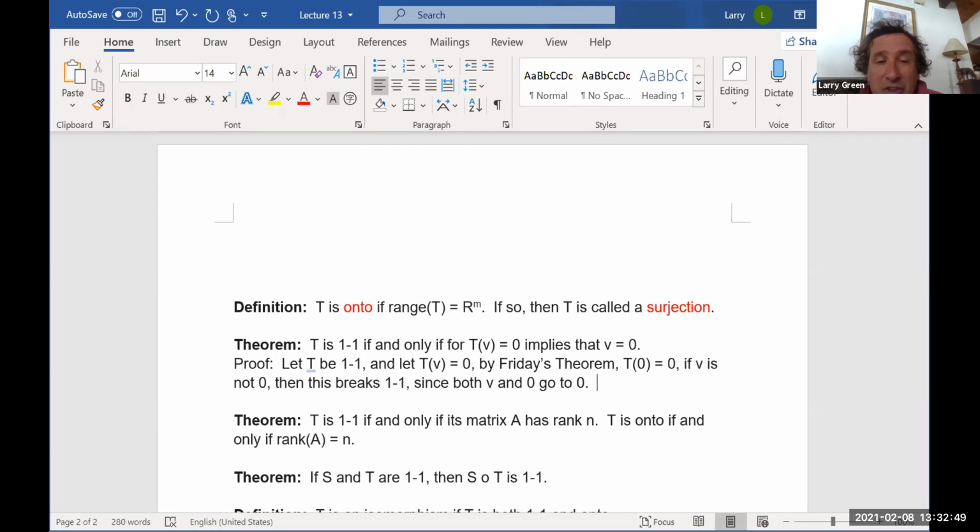Because 1-to-1 says if you have two things that go to the same place, then the two things must have been the same thing. Well, guess what? I got two things that both go to 0. So therefore, V equals 0. So V can't not be 0. Any questions on that? Anyone lost? So what this tells us is if we want to show something's 1-to-1, we don't have to show that T of V equals T of W implies V equals W. All we have to do is show that if you end up with 0, you get 0.